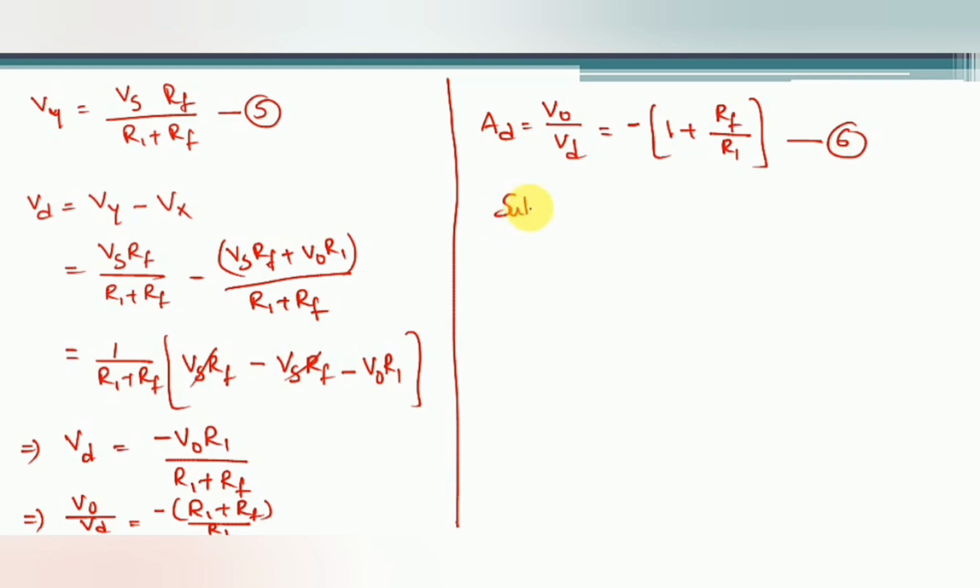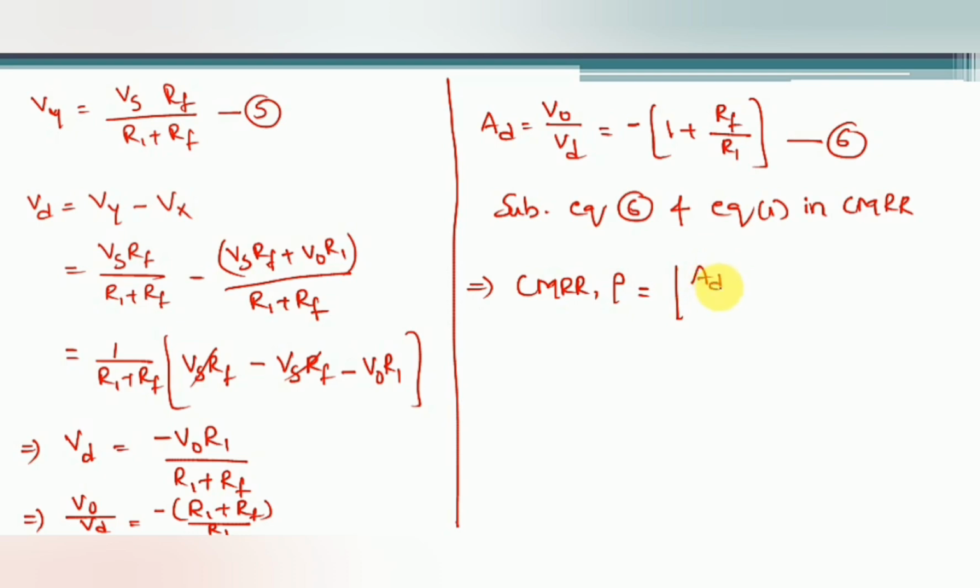Now substitute equation 6 and equation 1 in the CMRR formula. Then we will get the common mode rejection ratio rho is equal to the magnitude of AD by AC. So now what is the value of AD? It is 1 plus Rf by R1, and the AC value is finally found as V0 by Vs. So this is the procedure for how to find the common mode rejection ratio for the particular op amp circuit. Thank you.